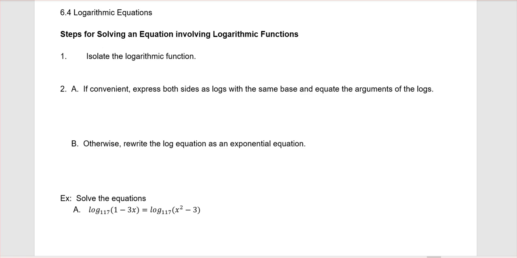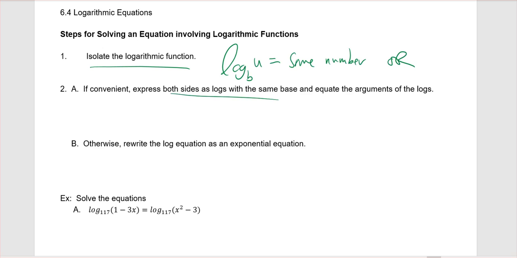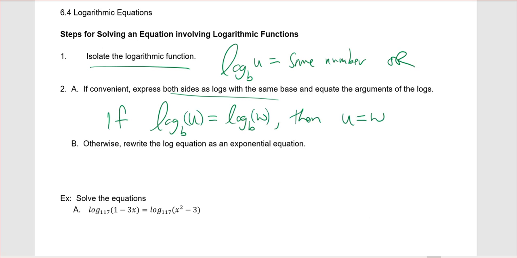Here we have some steps for solving these. We're going to isolate the logarithm first. So we want either log base something of something equals some number, or we want to write both sides as logs with the same base, right? Log base b of u equals log base b of w. If we can write it like this, then we can equate the arguments of the logarithms. Whatever's in this position here, we can say those things are equal.